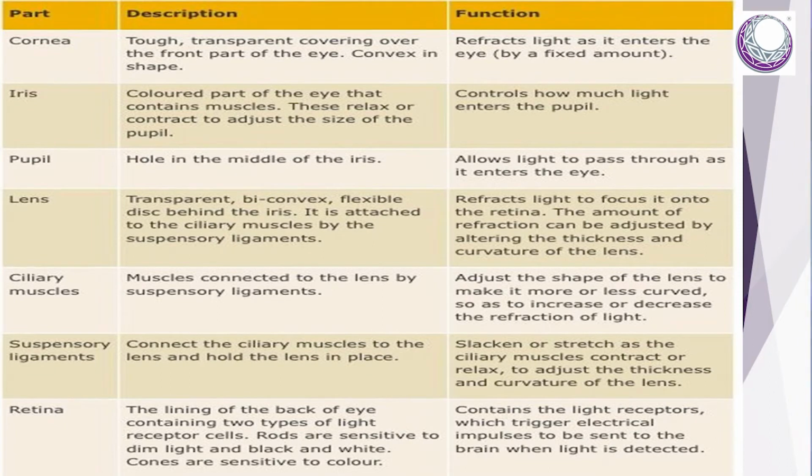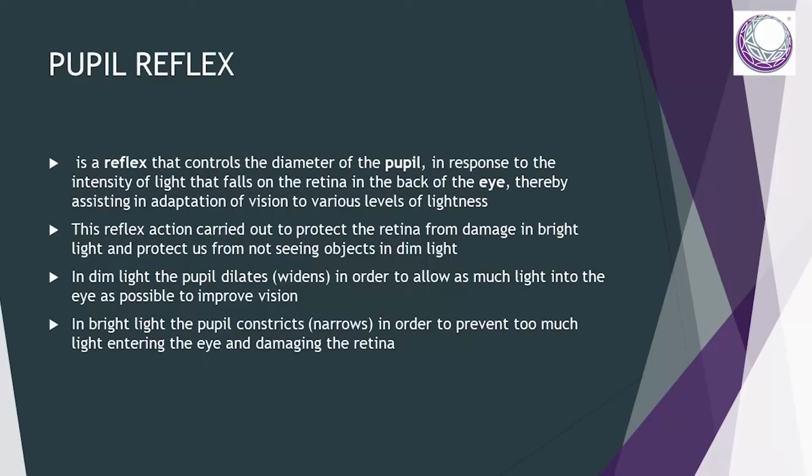And then the cones, they are responsible for bright vision and they are sensitive to color. Right, so I want to talk about what happens in the pupil reflex. A reflex action, just like we did in nervous coordination, is automatic, rapid, and it has a protective measure.